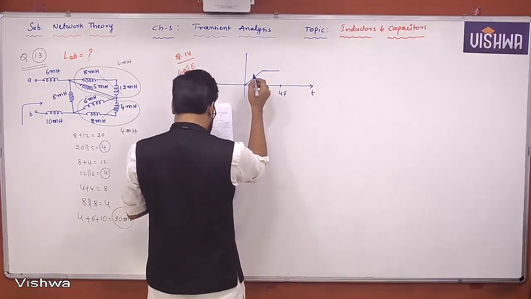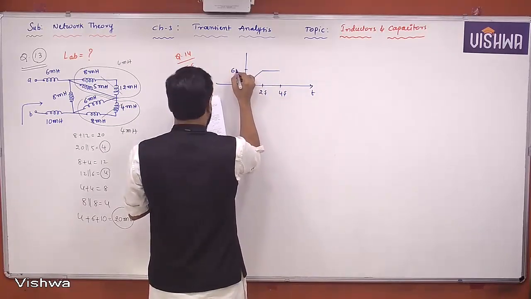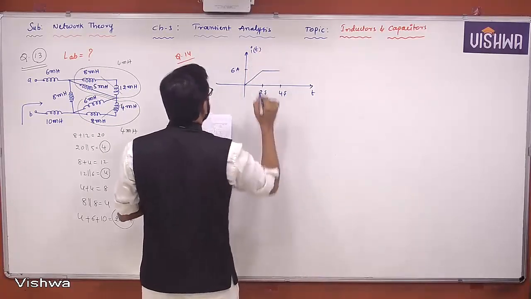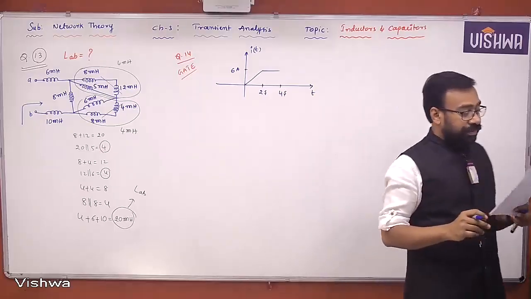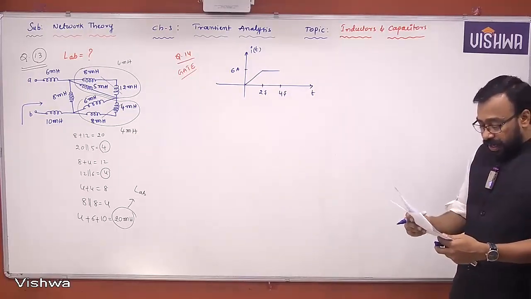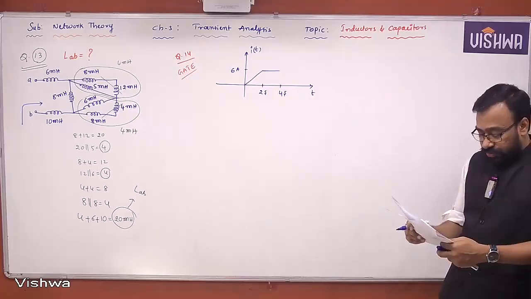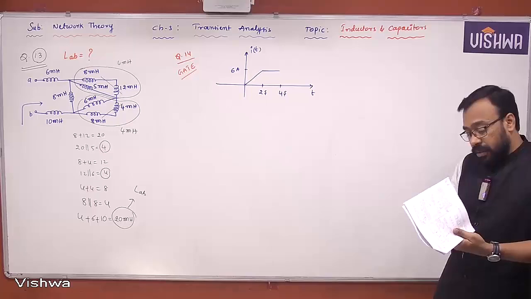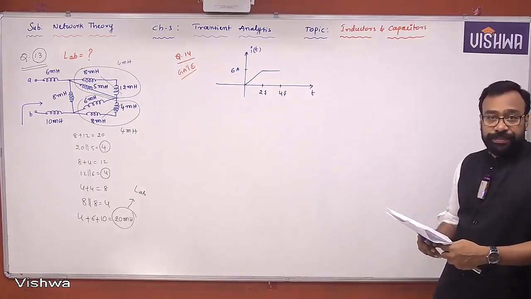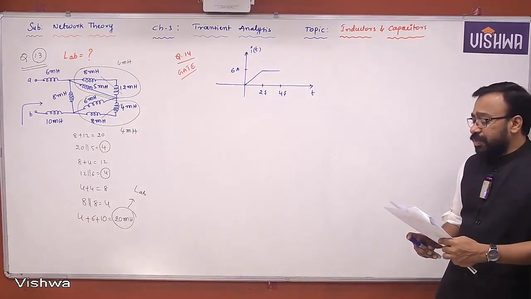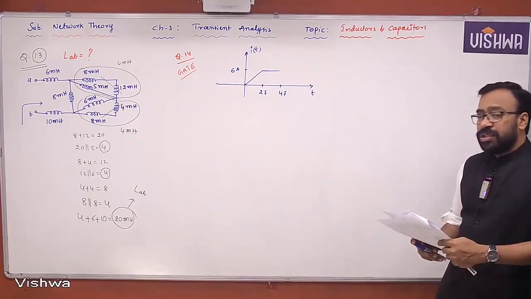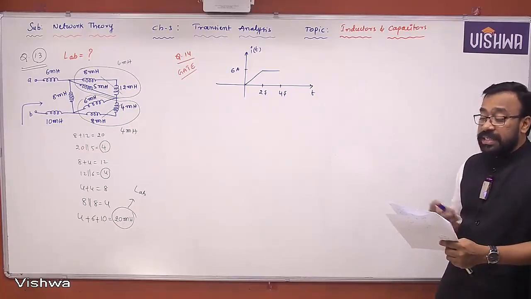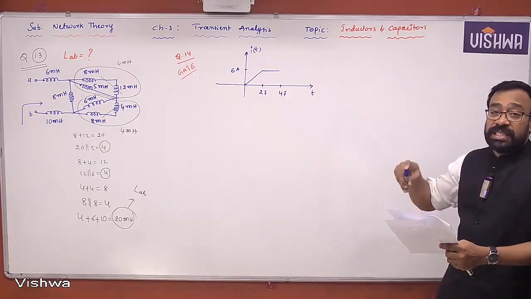Okay. Fourteenth problem. Let me read it. The figure shows the waveform of the current passing through an inductor of resistance 1 ohm and an inductance of 2 Henry. The energy absorbed by the inductor in the first 4 seconds is, okay? So what is asked actually here, the energy absorbed by the inductor in the first 4 seconds.